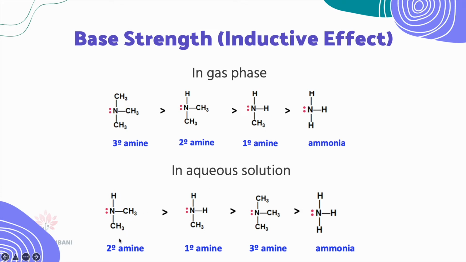In aqueous solution, secondary amine is more basic than primary amine. We can understand this. But why is tertiary amine less basic than primary and secondary? Tertiary has more R group. So we can understand if it has more R group, more basic. But why here in aqueous solution, more R group but less basic than primary and secondary?